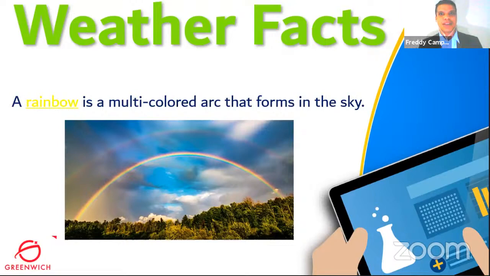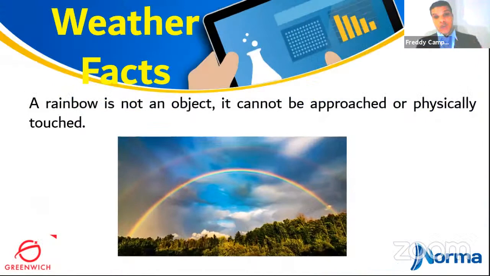Then another weather fact, talking again about the rainbow, that I don't know if you know, but I always asked myself this question. A rainbow is not an object. It cannot be approached or physically touched. I mean, it's impossible. You can watch it. It's a complete miracle from God Almighty, but it is something that you cannot touch or approach, all right? So this is an interesting fact that you can tell your students. And believe me, once you teach this, as soon as they see a rainbow, they will tell their parents or anyone around them, hey, did you know that a rainbow is impossible to touch or approach? I mean, you don't know the beginning, and obviously, you don't know the ending of a rainbow.